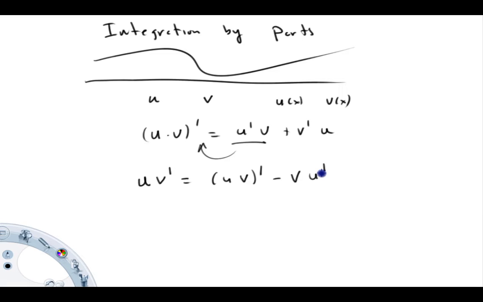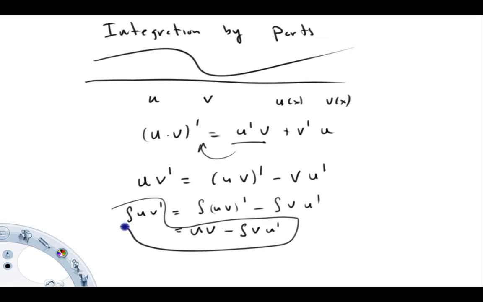And now if we integrate both sides, integral u v prime is going to equal integral (uv)' minus integral v u prime. And the integral of (uv)', again, prime means derivative, so this is a derivative and then an antiderivative. So this is just u times v minus integral of v u prime. And this basically is the formula for integration by parts.